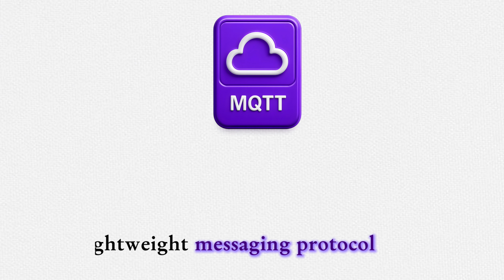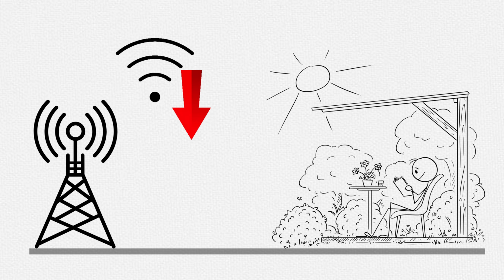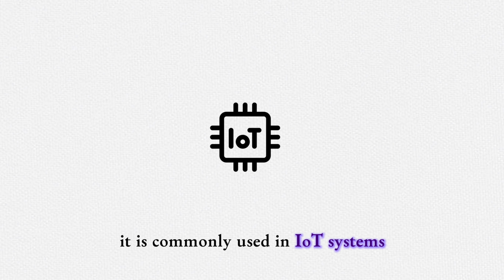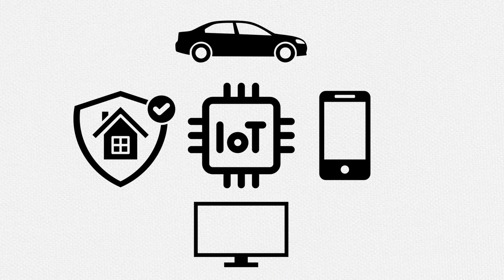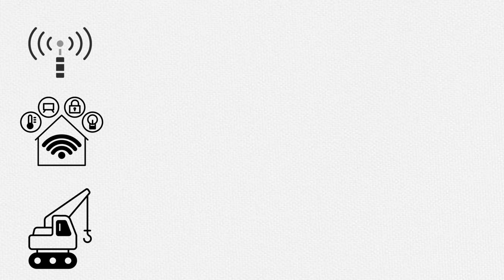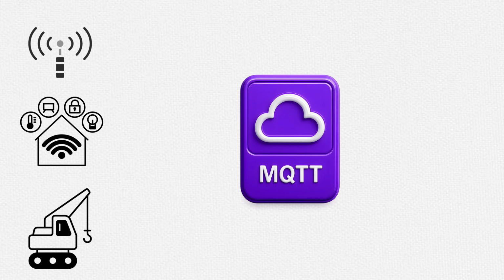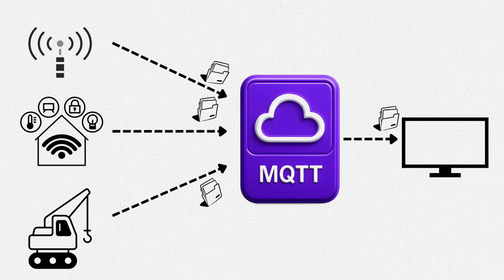MQTT is a lightweight messaging protocol designed for low-bandwidth environments. It is commonly used in IoT systems where devices have limited power and connectivity. Sensors, smart home devices, and industrial equipment often use MQTT to send small messages efficiently.